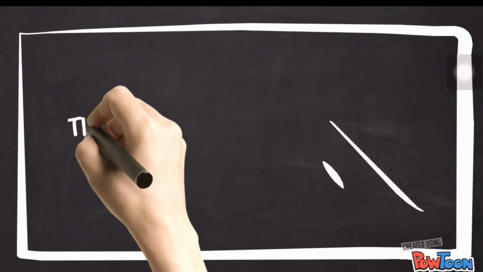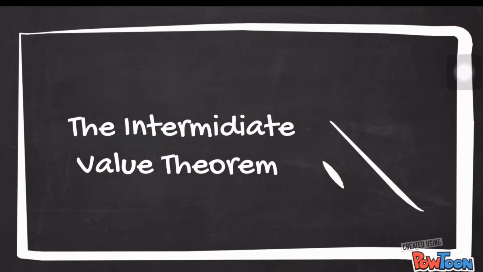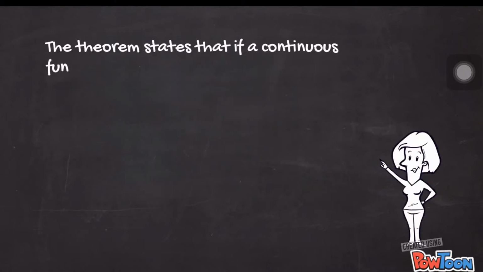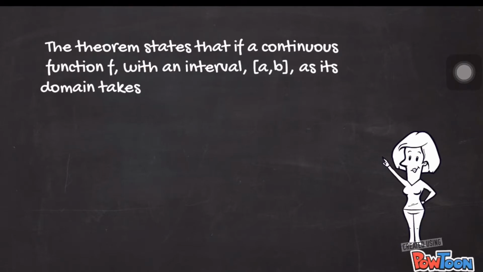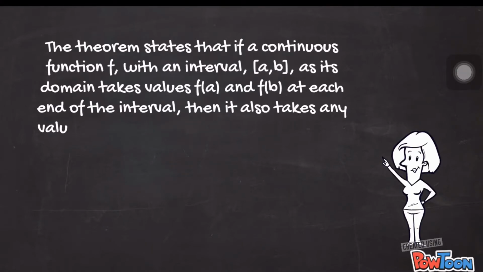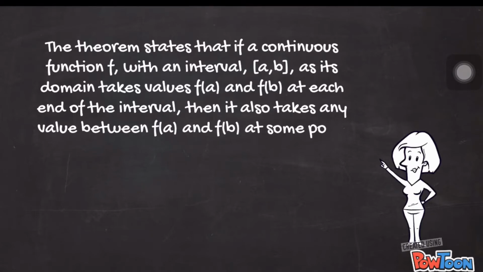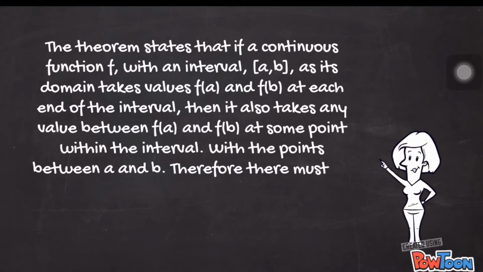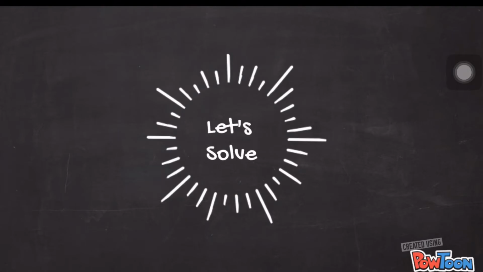The next topic to be discussed is the intermediate value theorem. It will be discussed by our friend Tyler Reyes. The intermediate value theorem lets us check if there is a value between the given interval. The theorem states that if a continuous function f with an interval of a and b as its domain takes values f of a and f of b at each end of the interval, then it also takes any value between f of a and f of b at some point within the interval, with the points between a and b. Therefore, there must be a root between them.